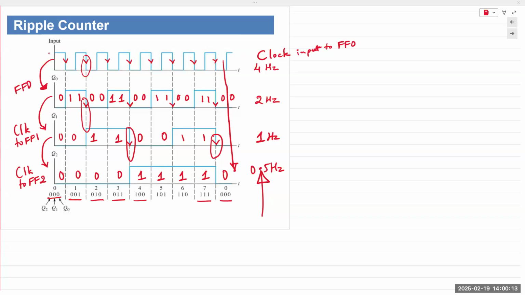You can also do it by setting everything as 1, 1, 1, but that's a count down. This is a count up counter. You have a count down where everything is set to 1, 1, 1, and then it counts down all the way to 0. That would be a different kind of connection.